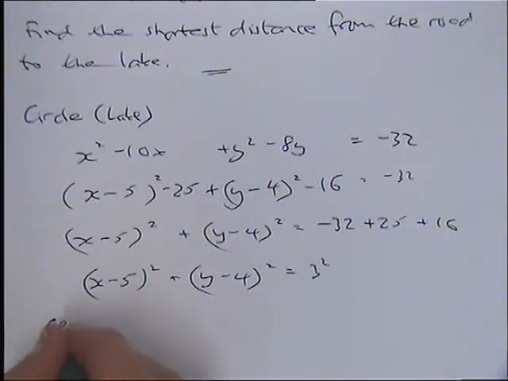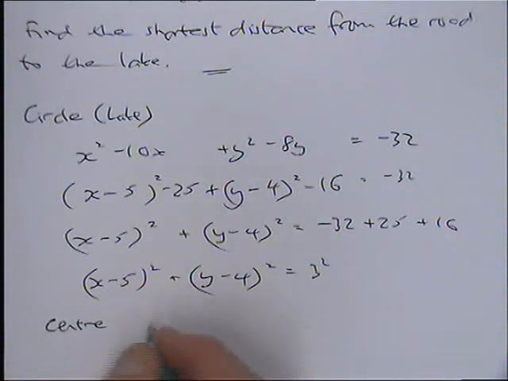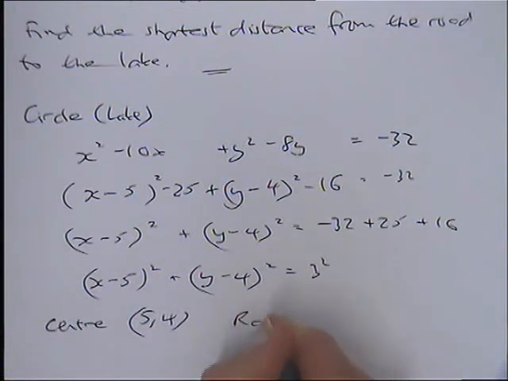So what do we know at this point? We know its centre is 5, 4. Minus 5? No, that's wrong. Yeah, this is right. And the radius is 3. Right, I'm not going to draw that yet.